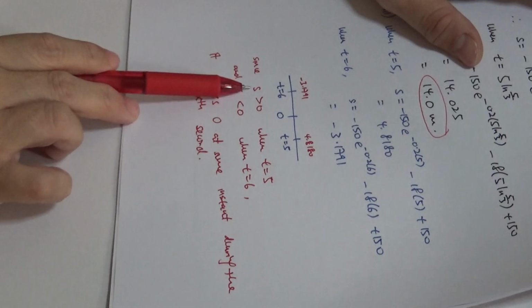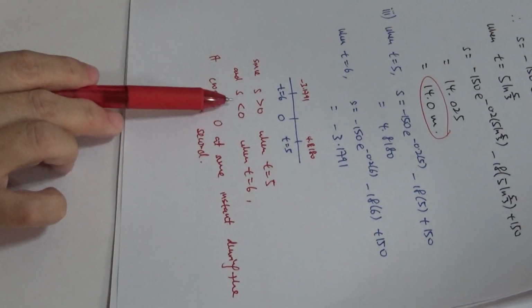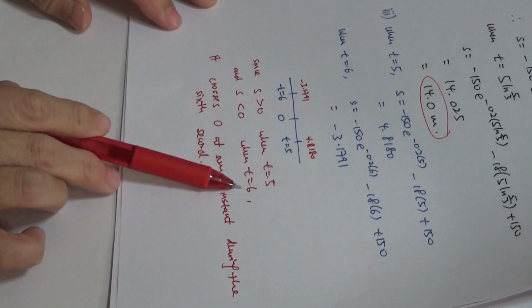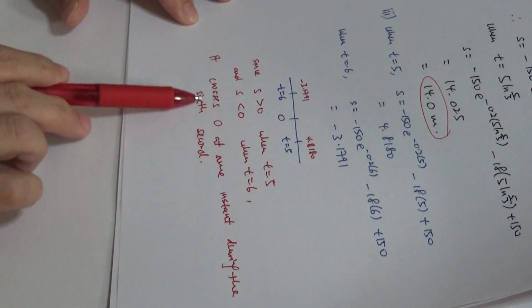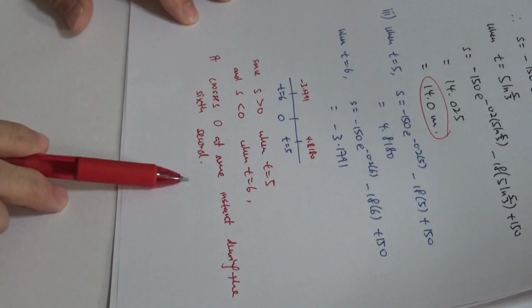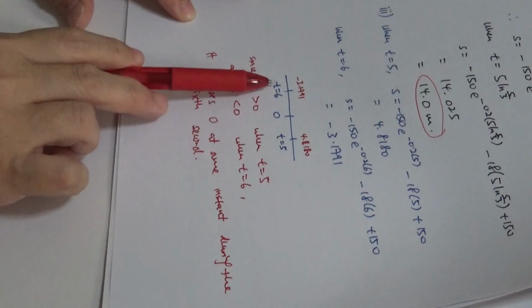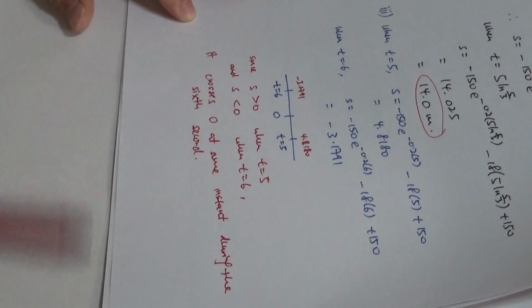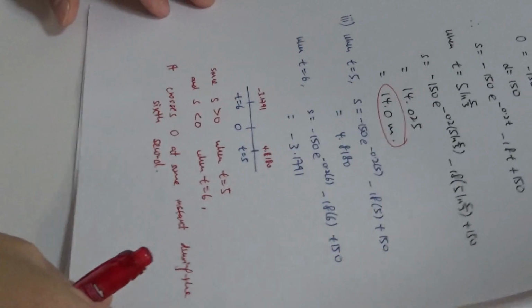So since displacement is more than 0 when t is 5, and displacement is less than 0 when t is 6, sometime in the 6th second, that means at some instant during the 6th second, it crosses O. So this is the meaning. Because for it to go from positive displacement to negative displacement, it must cross O again. So that's how we explain part 3.